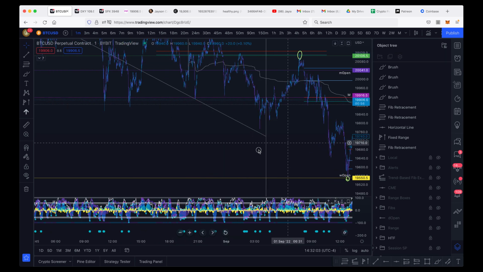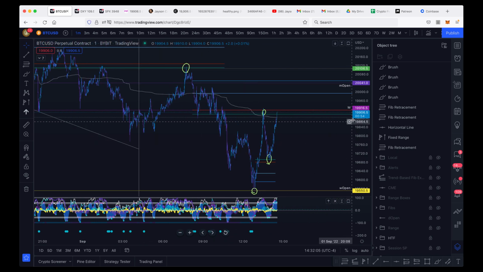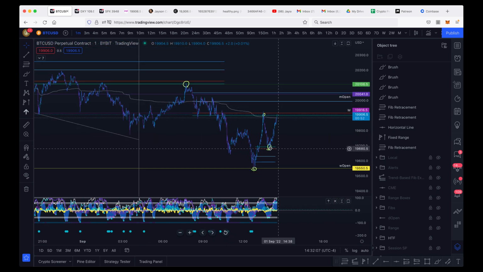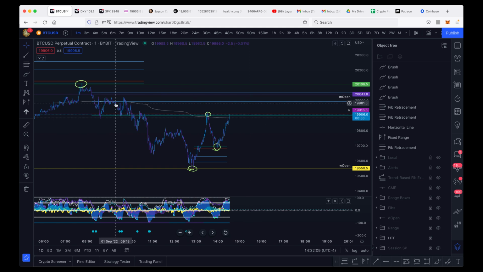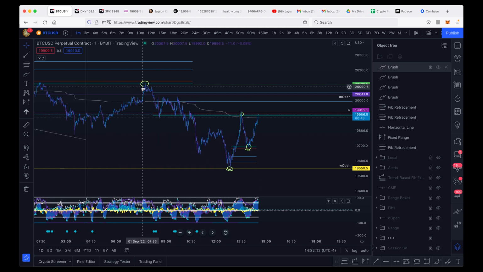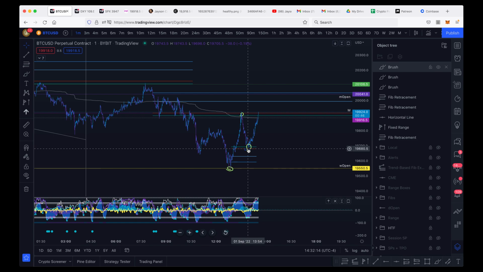Now, trading like this, I'm not going to lie, guys, it does take some time. It does take some experience. Absolutely, it does. And these are the kinds of things where you have to be able to come up with these plans in the moment.